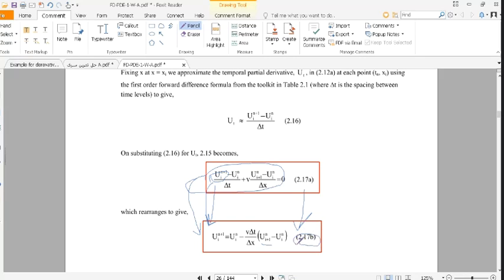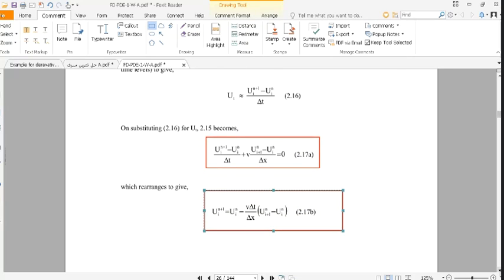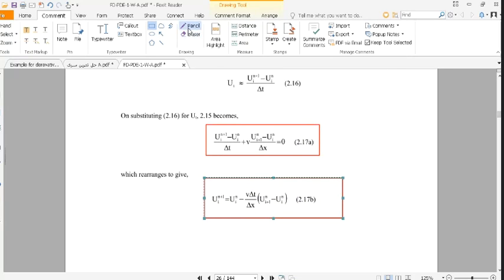We have 2.17b. From formula 2.17a, if we calculate u i n plus 1, formula 2.17b is obtained. Okay? Is it clear for all of you? Do you want me to solve this from 2.17a to 2.17b? Okay, I solve this.